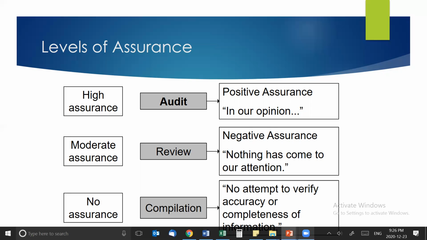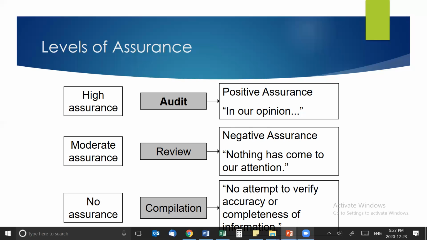Audit is also the most expensive out of these three because you're doing more work, getting more evidence to make sure that the financial statements are free of material misstatement. Another engagement that a client can get if they don't want an audit is a review. A review provides moderate assurance, but it is a negative assurance. Under a review, they say nothing has come to our attention that would make us think that the financial statements are not free of material misstatements.